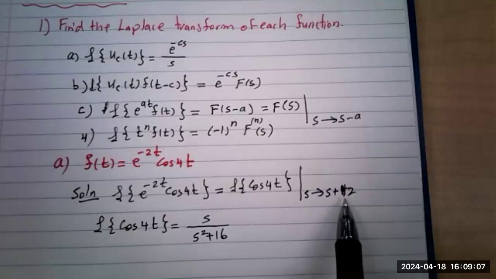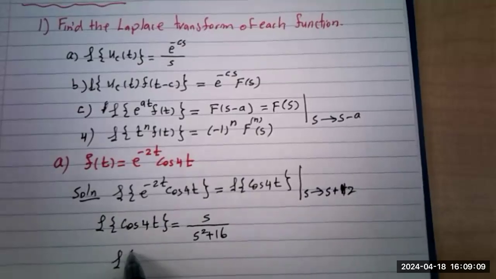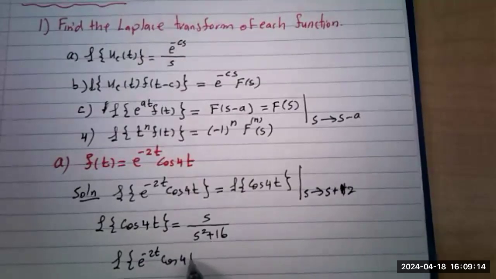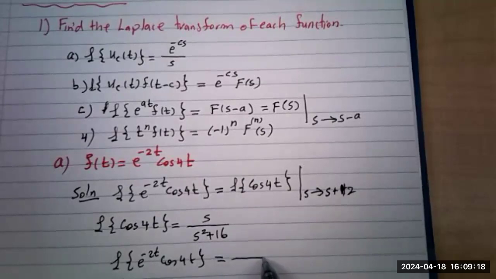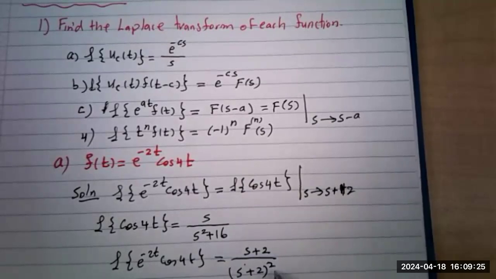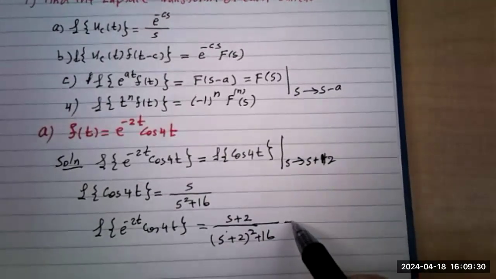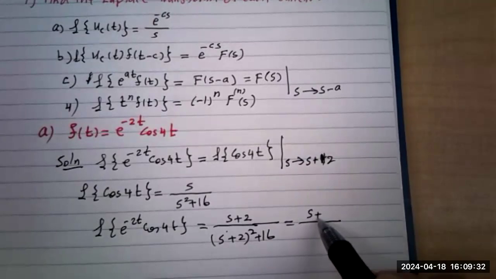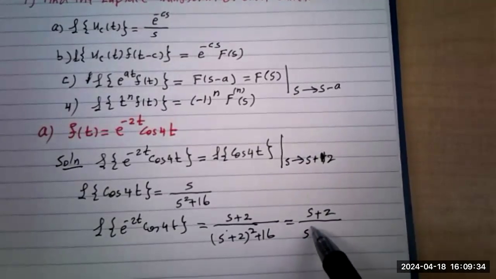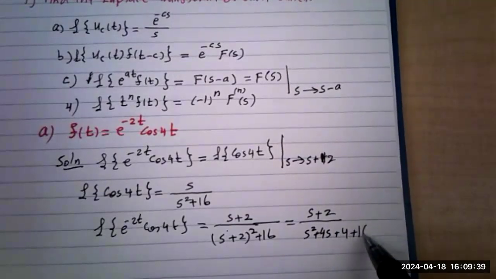Okay, so you change the s into s plus 2. So the Laplace of the function e to the negative 2t cosine of 4t is going to be simply, what? You change the s into s plus 2: s plus 2 over (s plus 2) whole squared plus 16. Usually simplify it, so that gives s plus 2 over s squared plus 4s plus 4 plus 16.